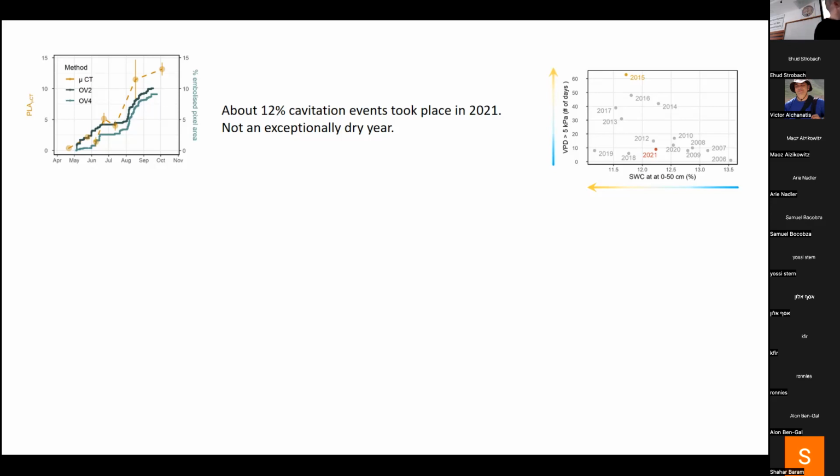On the x-axis is the soil water content. So there was a relatively large average amount of water in the soil last year, and there was not particularly high VPD. It was kind of a mild summer. You can see 2015 is marked in yellow because there was a crazy number of days with high VPD, like 60 days with VPD over 5. And in that year there was a large mortality event, even though it wasn't the driest year in terms of soil, but it was the driest year in terms of atmosphere.